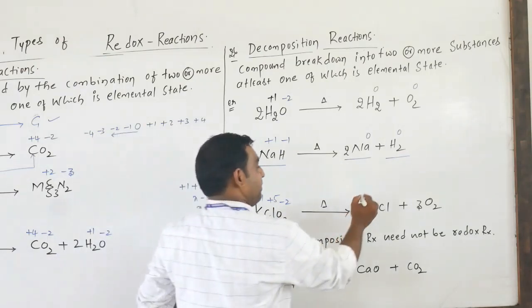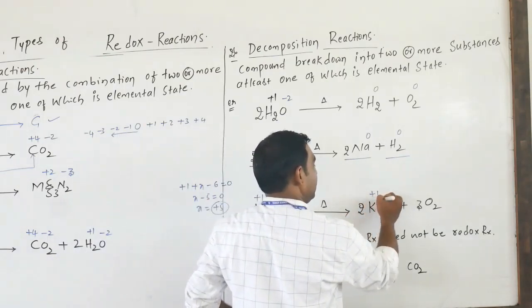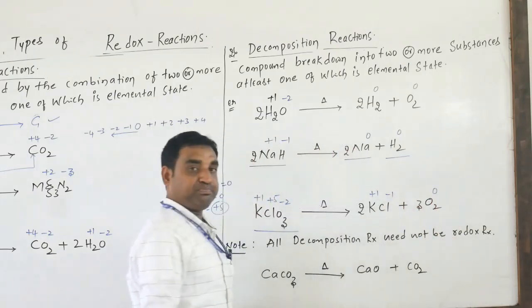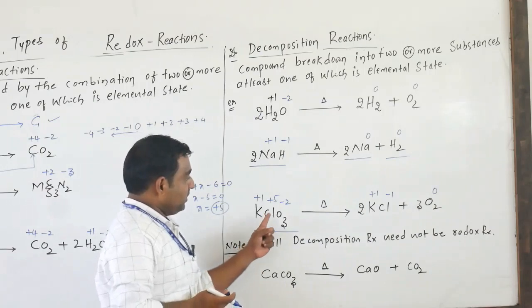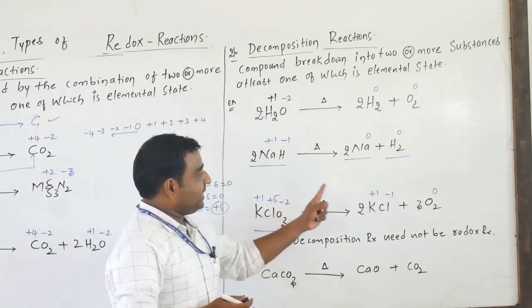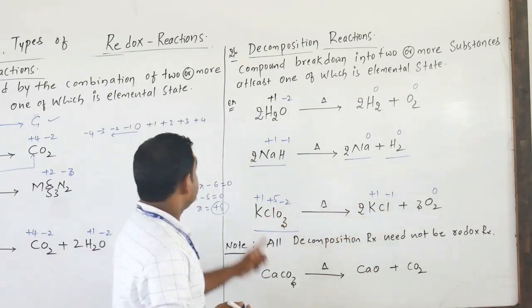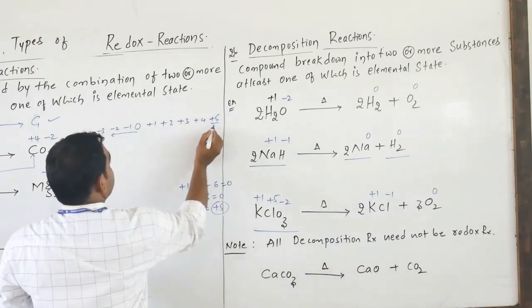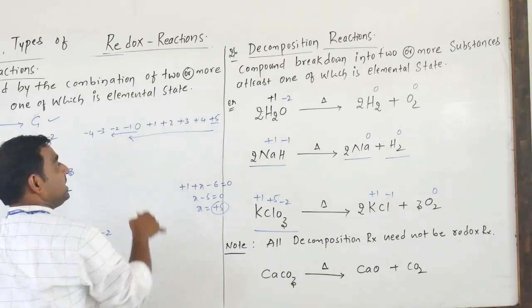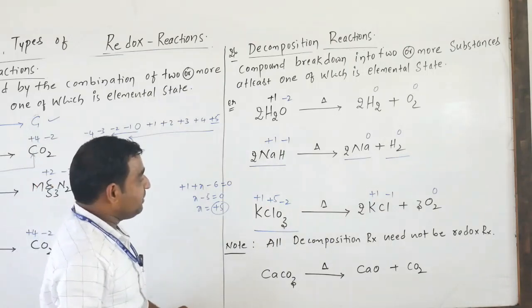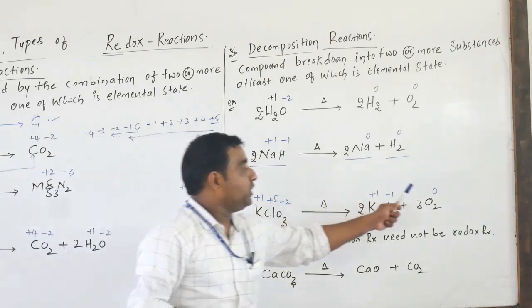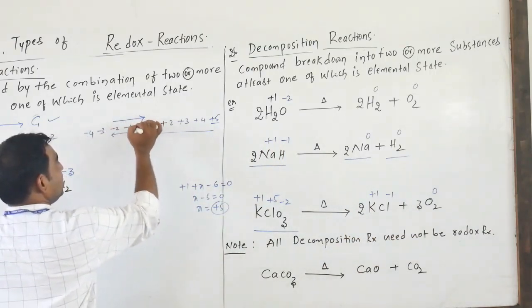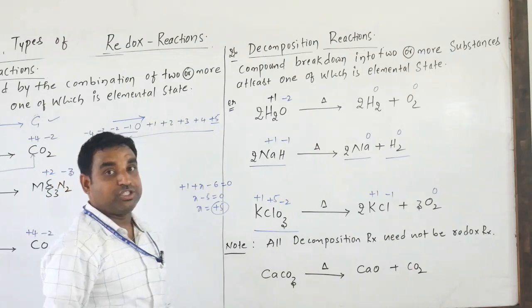Now here potassium is +1 and chlorine is -1 after decomposition. Elemental oxygen is 0. Chlorine was +5 and has become -1. Just think, +5 becoming -1 means a decrease, hence reduction is taking place. Oxygen goes from -2 to 0. An increase in oxidation number is called oxidation.